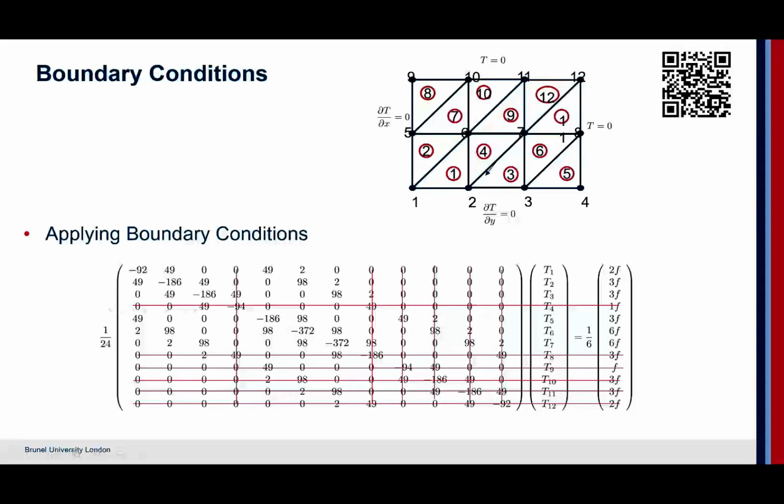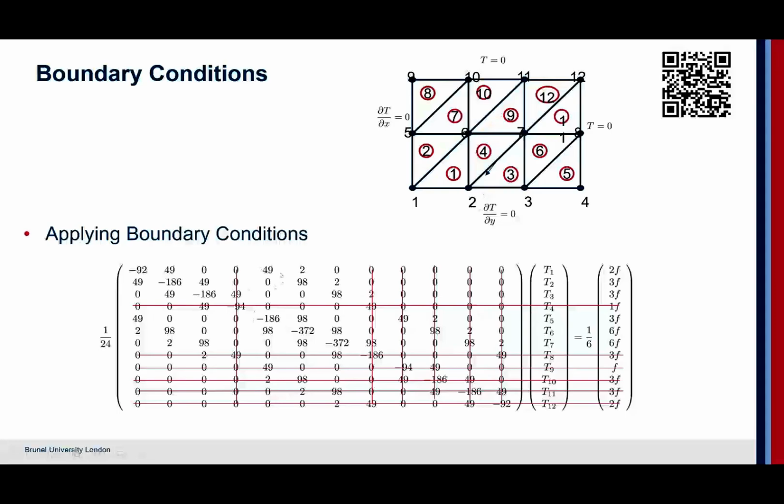We also then get rid of the fourth row. Similarly for T8, T9, T10, T11, T12, we basically cancel all of the rows and columns that correspond to that. So that's 8, 9, 10, 11, 12, these values here. So in doing that, we essentially reduce our matrix to a simpler form.